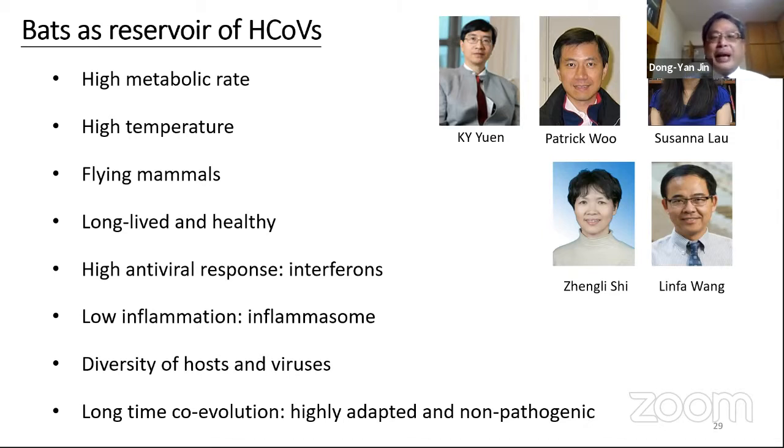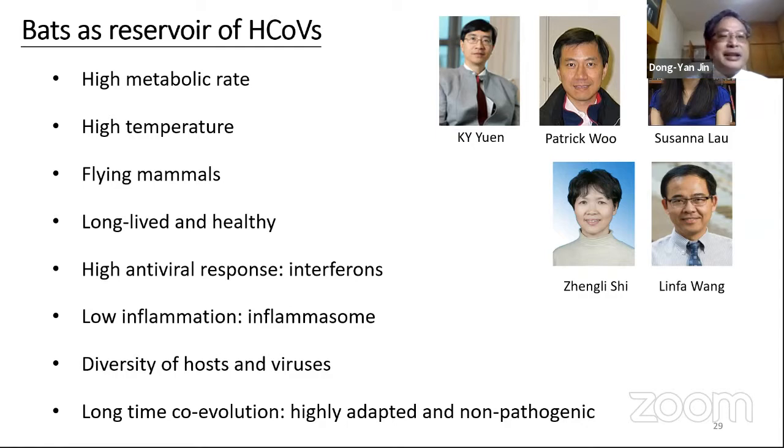And so then coming back to the human coronaviruses. Why do bats serve as a perfect and excellent reservoir of human coronaviruses? Tracing back SARS coronavirus to bats is due to the effort of two groups. One led by Professor K.Y. Yuen, my colleague, Professor Patrick Woo, and Professor Susanna Lau. And the other is a collaboration between Professor Zheng-Li Shi and Professor Lin-Fa Wang, at that time in Australia and now in Duke-NUS in Singapore. And they established that bats are the reservoirs of human coronaviruses, particularly for SARS coronavirus and also SARS-CoV-2, MERS coronavirus, and several other human coronaviruses.